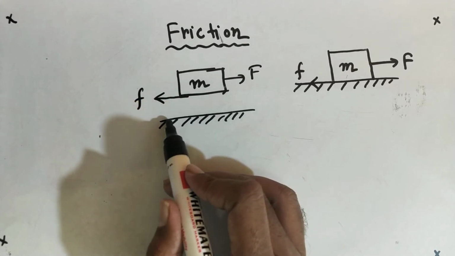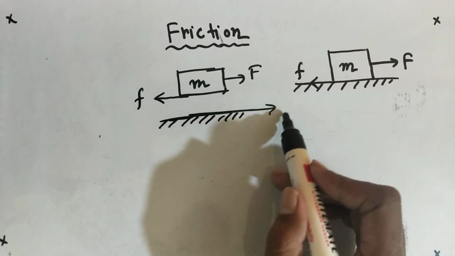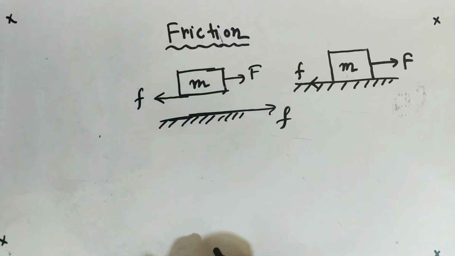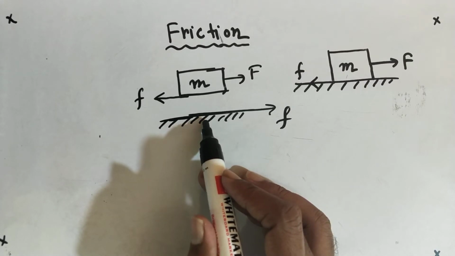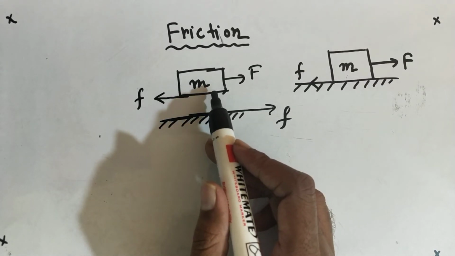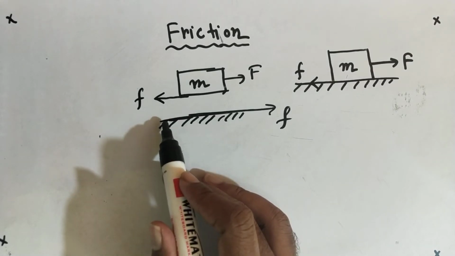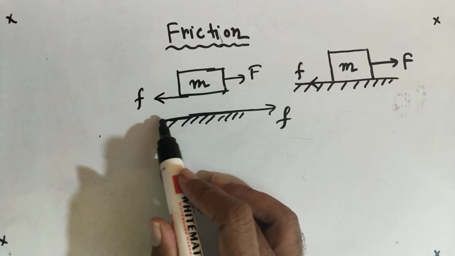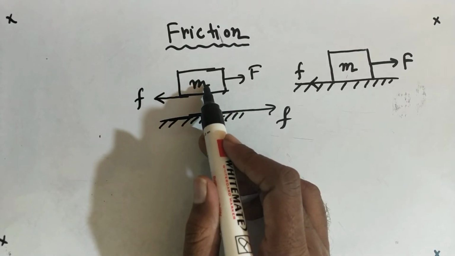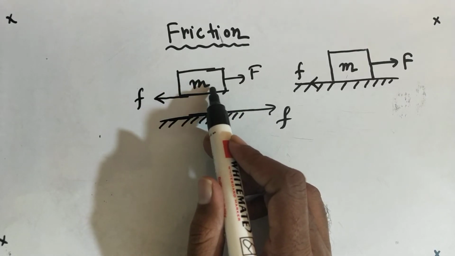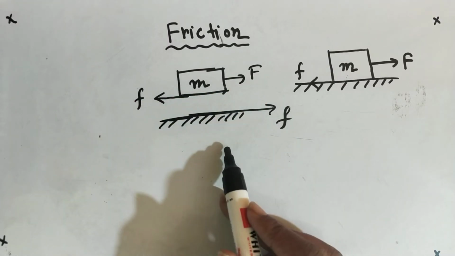But if you talk about the frictional force on this surface, then it will be along the forward direction. Why is it the forward direction? Because the relative motion of this surface with respect to this block is in the backward direction, the leftward direction. So if the relative motion of the ground is in the backward direction, the frictional force will be in the forward direction, and here the relative motion of the block is along the forward direction, so the frictional force is along the backward direction. So it is all about the relative motion.